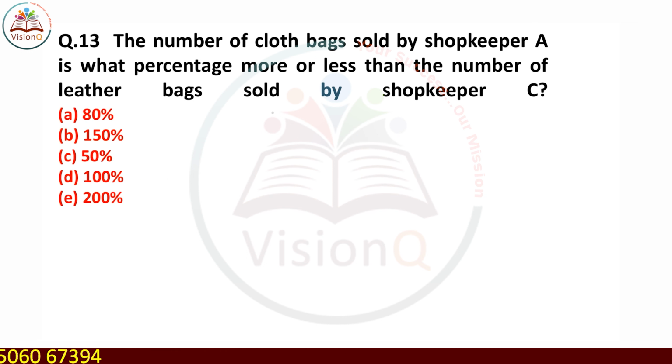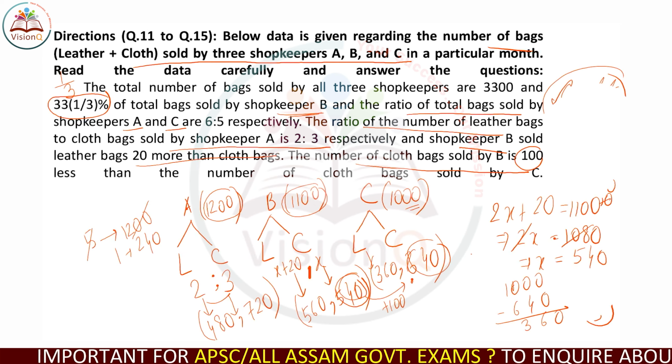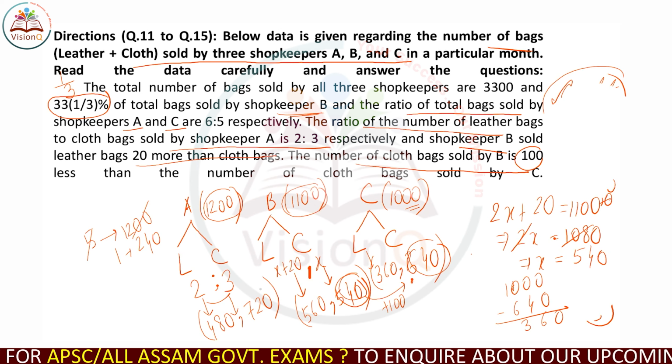In question number 13, next question, it is asked to find the number of cloth bags sold by A is what percentage more or less than the number of leather bags sold by C. Okay, number of cloth bags sold by A. Cloth bags sold by A was how much? 720.